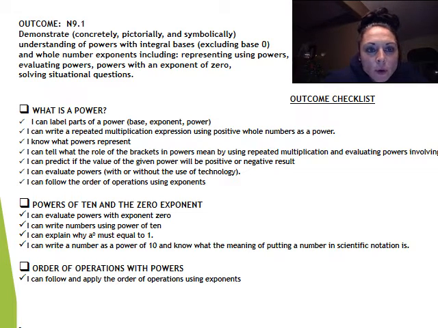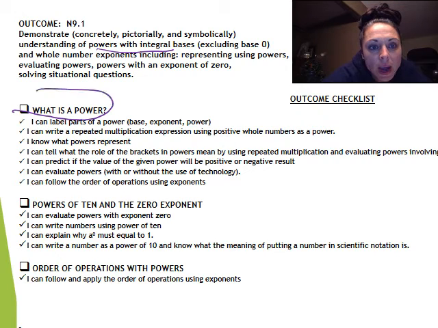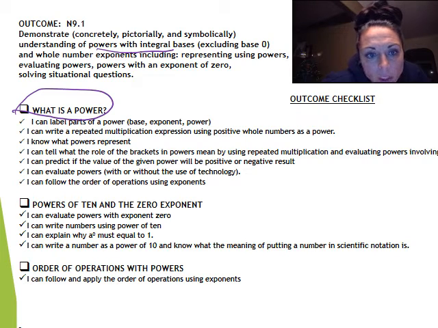Hi, we're going to go over the outcome in 9.1, and that's demonstrating the understanding of powers of integral bases and whole number exponents, which basically means I'm going to go through the checklist with you right now. You need to know what a power is. And here are all the things you need to label the base, the power, the exponent, write it in repeated multiplication, know what a power represents, know what those brackets mean, and the value, whether it's going to be negative or positive, and evaluate them and use the order of operations.